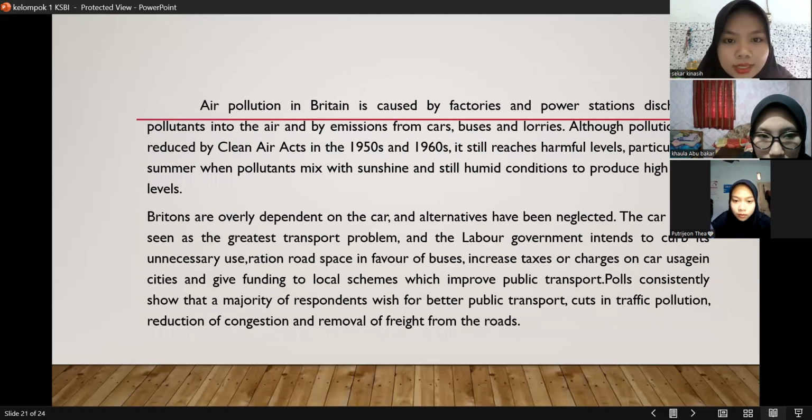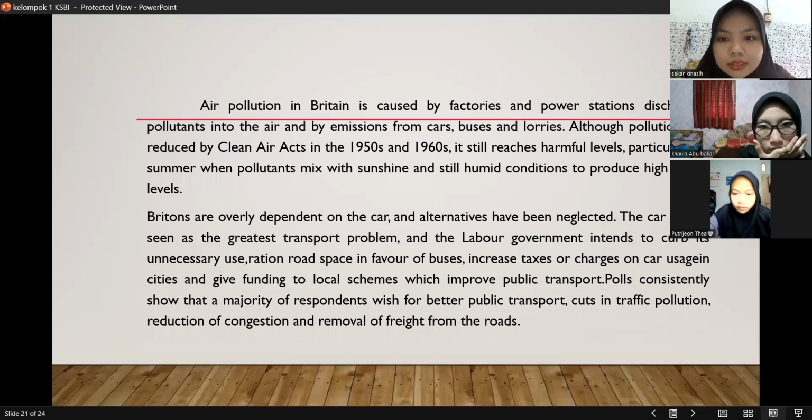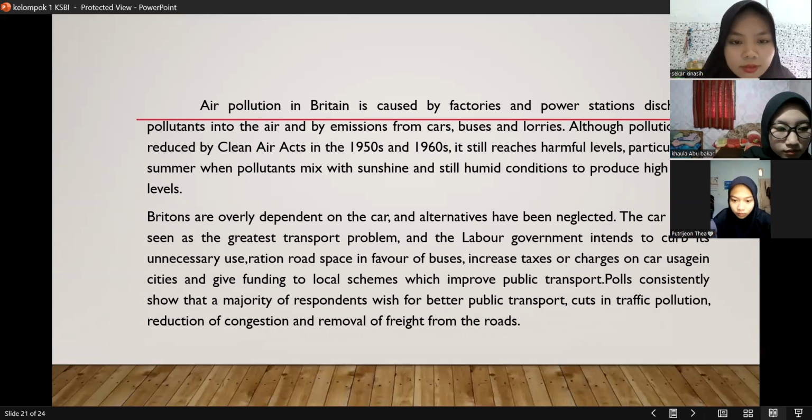Air pollution in Britain is caused by factories and power stations discharging pollutants into the air and by emissions from cars, buses, and lorries. Pollution was reduced by Clean Air Acts in 1956 and 1968. It still reaches harmful levels, particularly in summer when pollution, sunshine and still humid conditions produce high ozone levels.